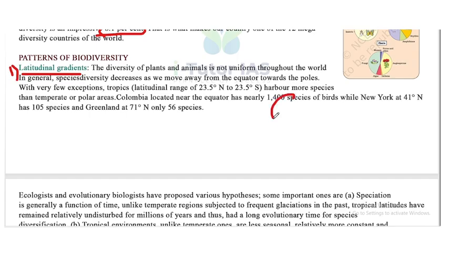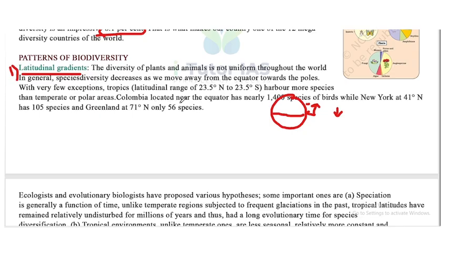So if we consider this is the Earth, from the equator to the poles, the species diversity decreases, with very few exceptions. The tropics, a latitudinal range of 23.5 degrees north to 23.5 degrees south, harbor more species than the temperate or polar regions.